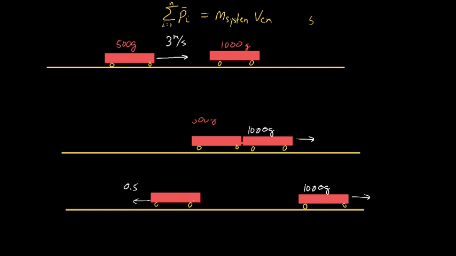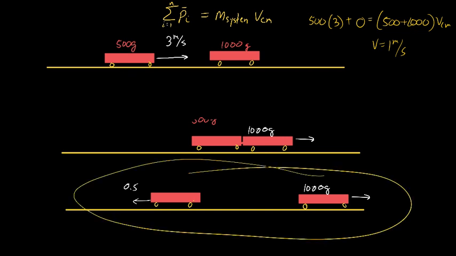This is going to be 500 times 3 plus 0 equals the mass of the system, 500 plus 1,000, times the velocity of the center of mass. When they were joined together, they were one object. That velocity was the velocity of the center of mass. So the answer is 1. What if they had not joined together? What would be the velocity of the center of mass after the collision if they didn't join together?